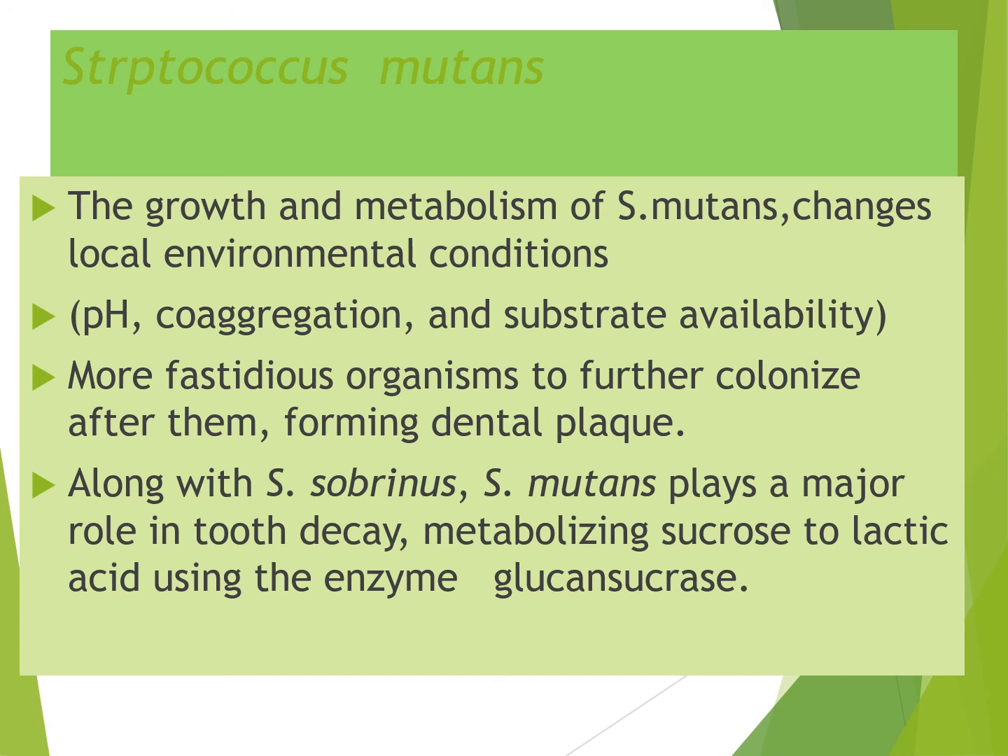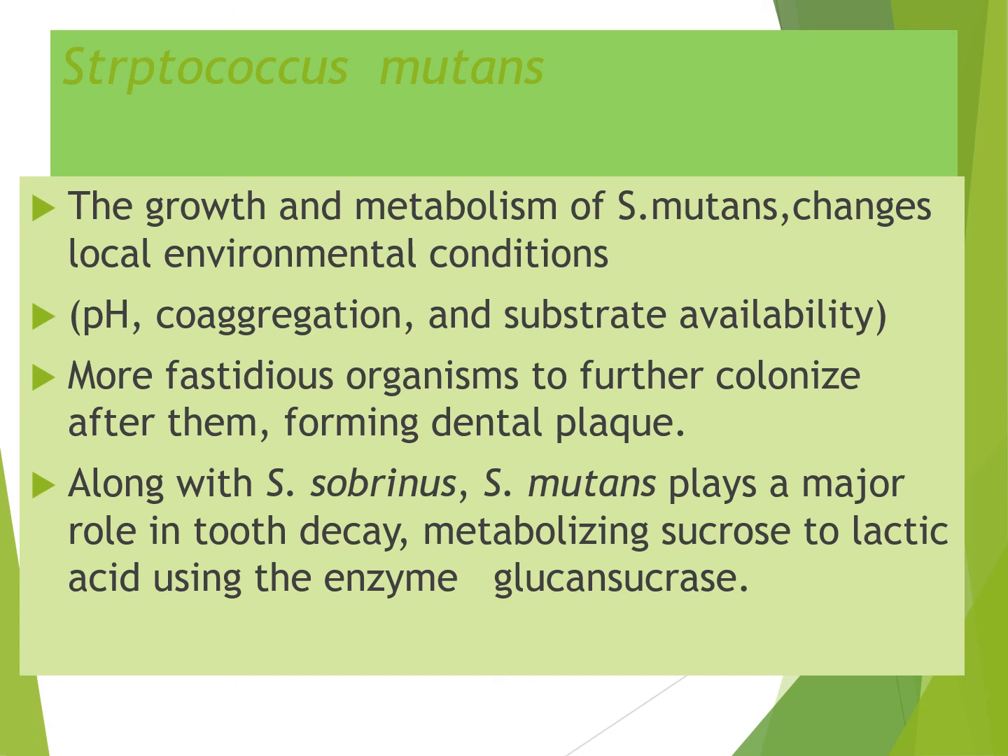The growth and metabolism of Streptococcus mutans change local environmental conditions, pH, co-aggregation, meaning the gathering of other types of bacteria, and substrate availability, thereby enabling more fastidious organisms to further colonize after them, forming dental plaque. Other types of bacteria gather and form the dental plaque for us.